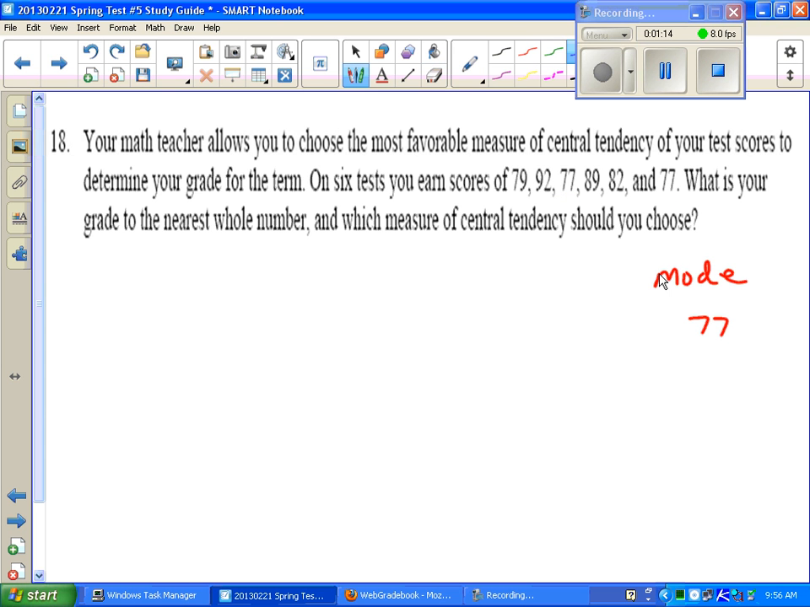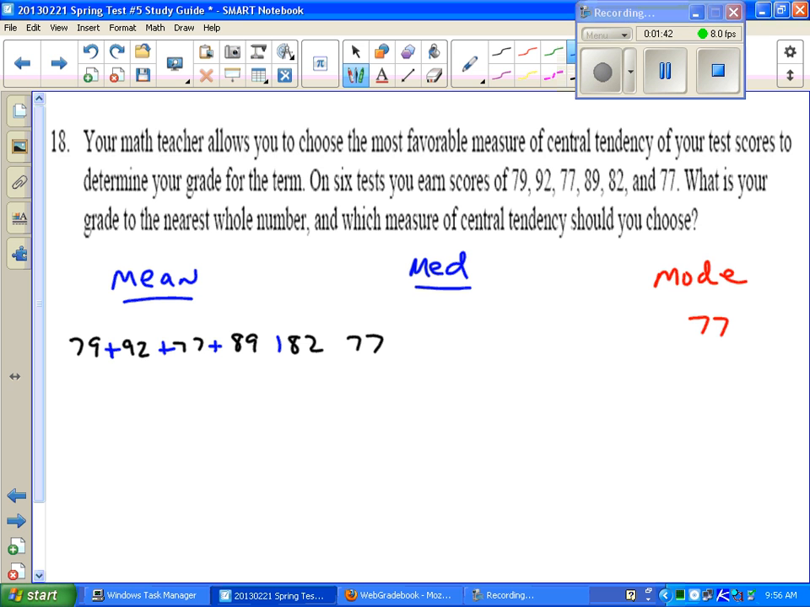The other things you need to consider are the mean and the median. So you've got a mean, the median, and the mode. Mean is what most of you do when you find out what your grades are. In order to find your mean, you're going to take the values 79, 92, 77, 89, 82, and 77, and add them all up. There's 6 of them, so you're going to divide by 6.